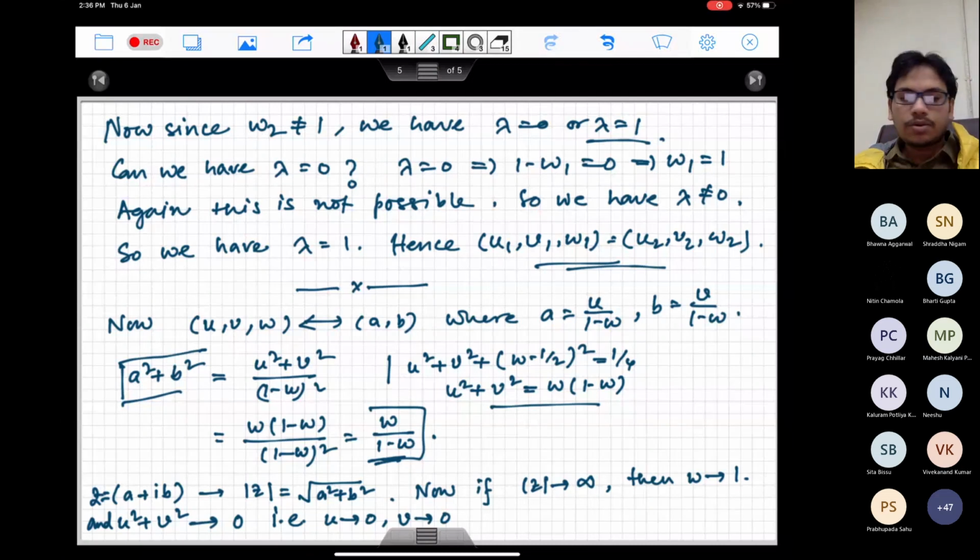So therefore, what do I see? If mod z tends to infinity, then where does (u, v, w) as a whole triple go to? The North Pole.